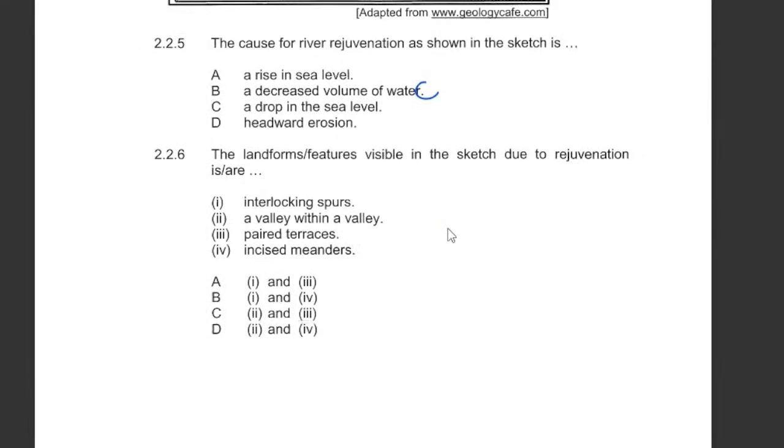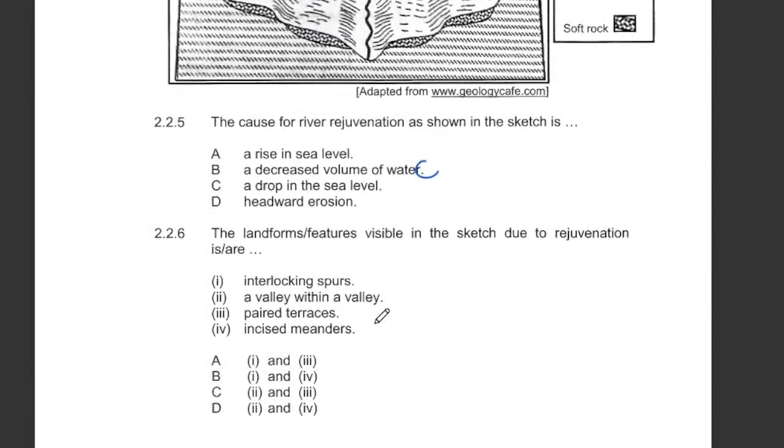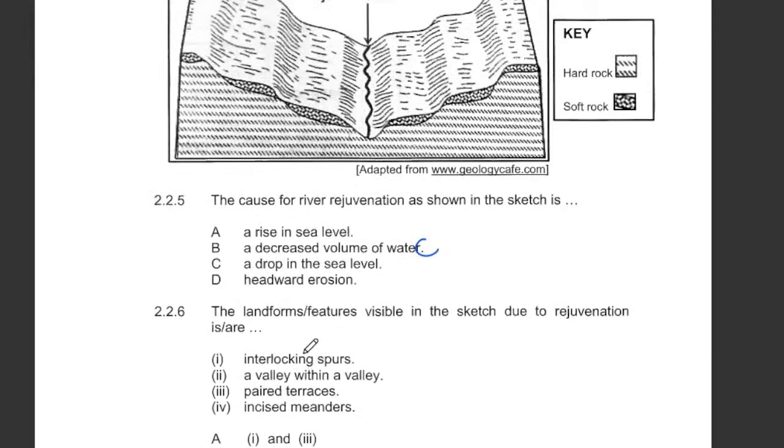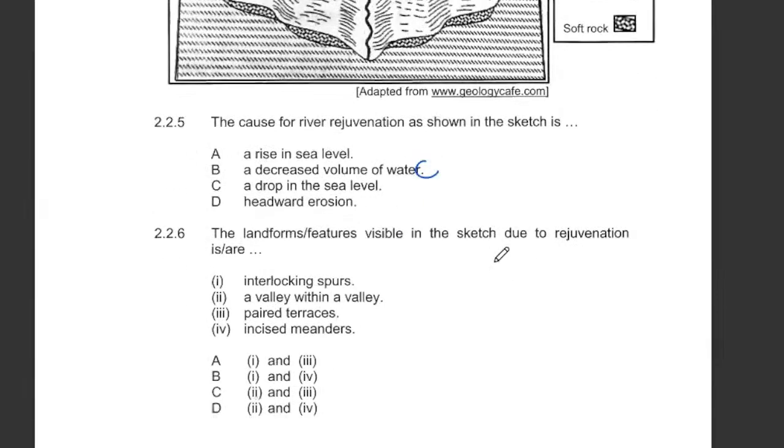The landform features visible on the sketch due to rejuvenation are, then you have interlocking spurs, which are not clearly visible here. But the valley, obviously that one is there. Paired terraces, we don't see them paired, and then inside the meander. I would say Roman numerals 2 and 4, which is D.